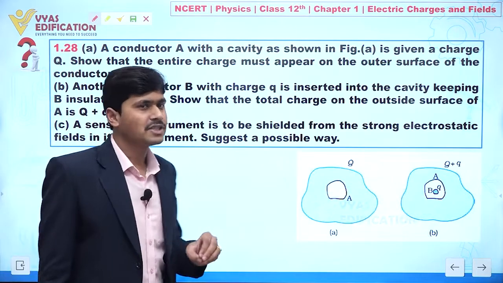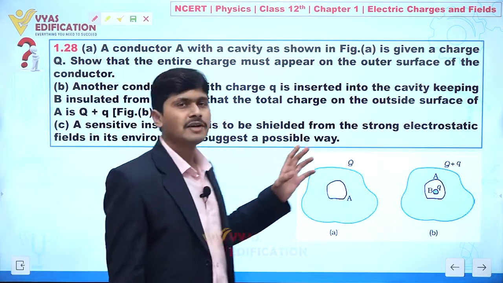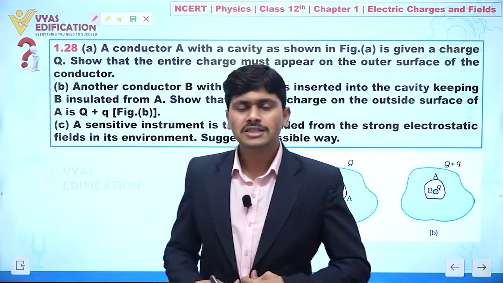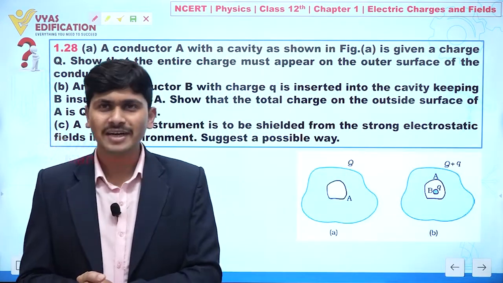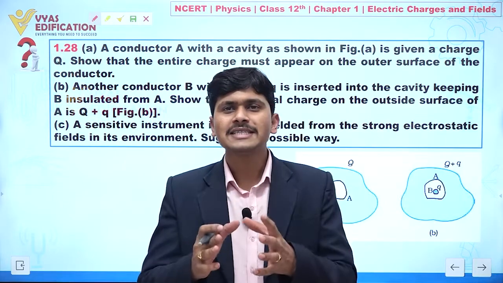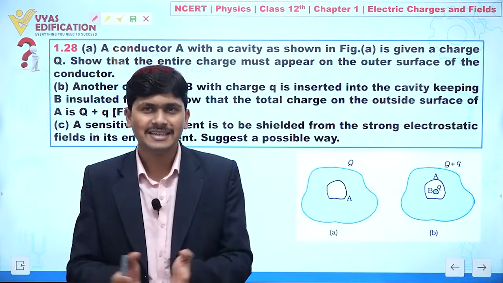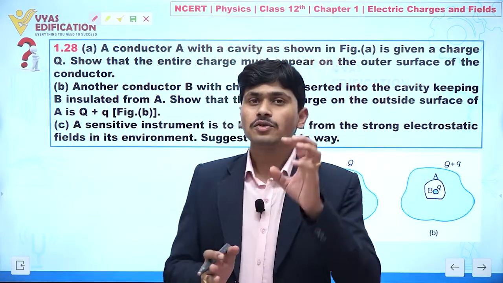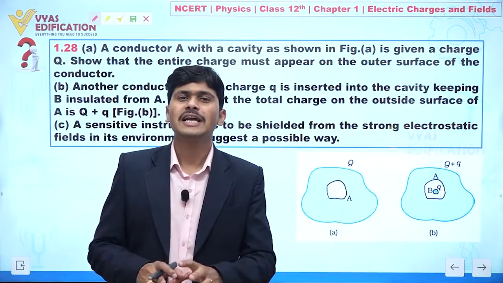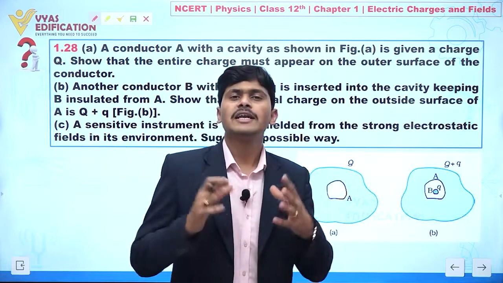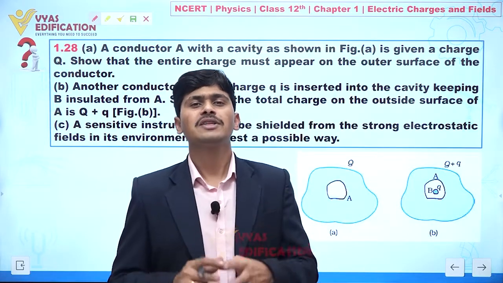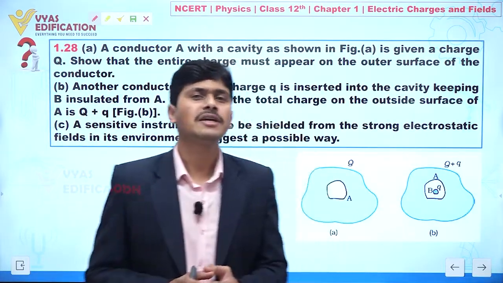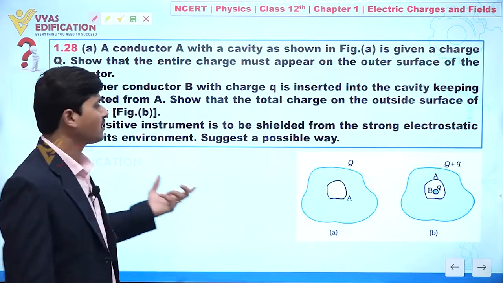Now we have part C also. A sensitive instrument is to be shielded from a strong electrostatic field in its environment. Suggest a possible way. So let's suppose we have a sensitive instrument and we want to protect it. What we can do is place that instrument within a hollow cavity. Yes or no? Let's suppose we have a conductor and inside that conductor we have a cavity. Clear? If we place the instrument in that cavity, we know the electric field in a cavity becomes 0. Yes or no? When the electric field is 0, there will be no damage by the external electric field on that instrument. So like this we can protect an instrument from electrostatic fields in the environment.